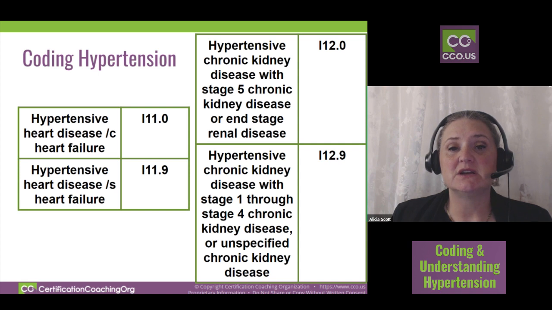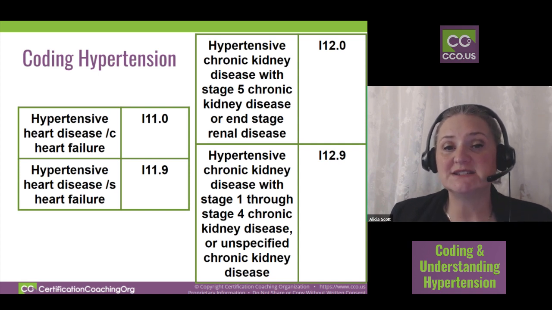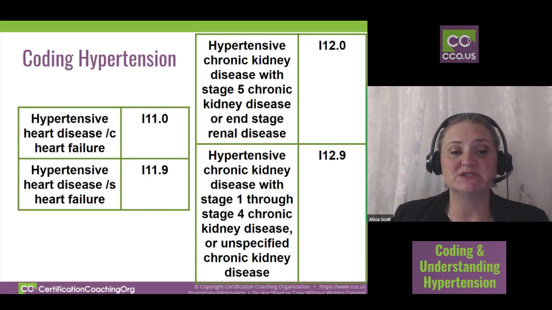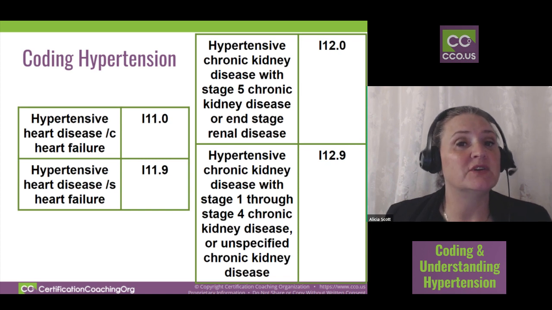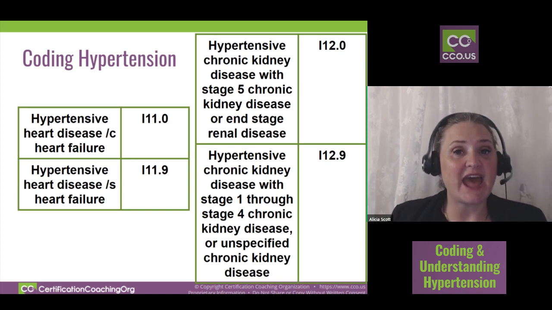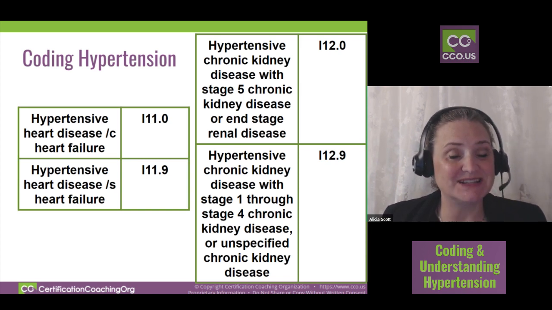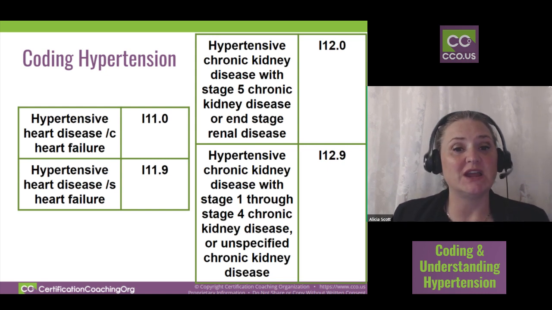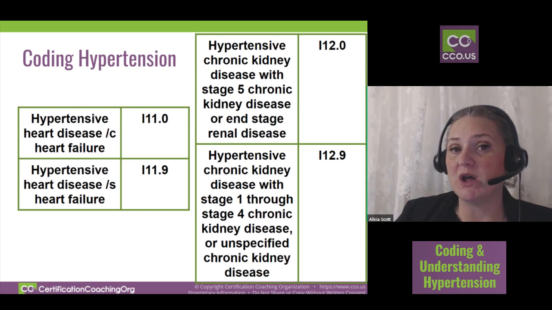A lot of times, codes that end in a 9 are for unspecified. In this instance, it's not. It just means without heart failure. So the patient not only has hypertension, they have hypertensive heart disease. And that is different than hypertension. It's a different disease and disease process. Therefore, it gets a different code, I11.